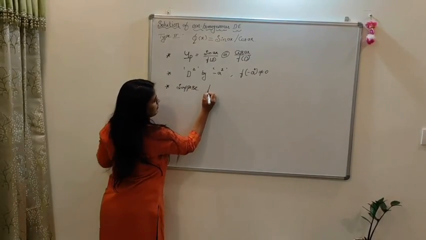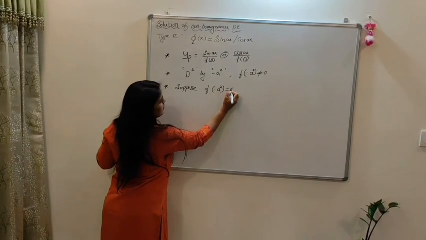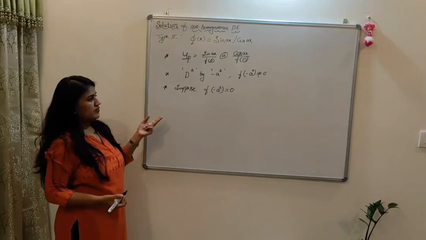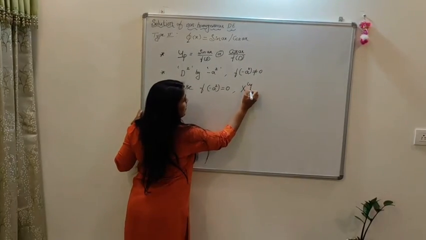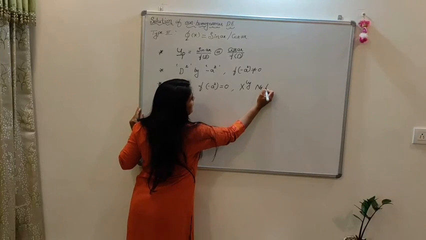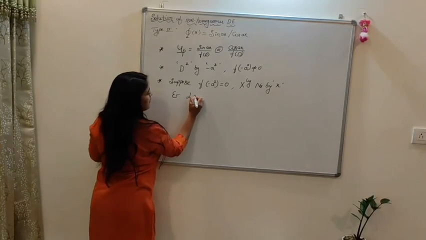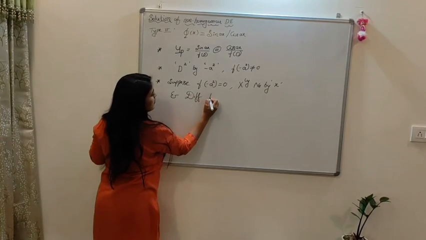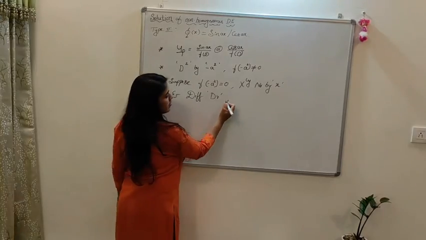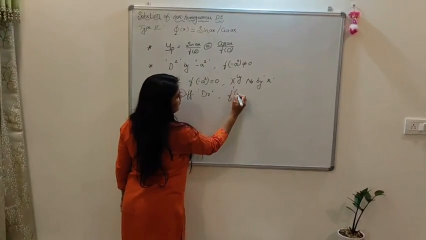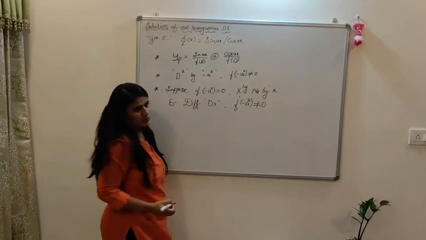Suppose after replacing D square by minus a square, f of minus a square equals 0. In case after replacing you got 0, what do we need to do? Multiply the numerator by x and differentiate the denominator. Again, after doing this step, f dash of minus a square should not equal 0.